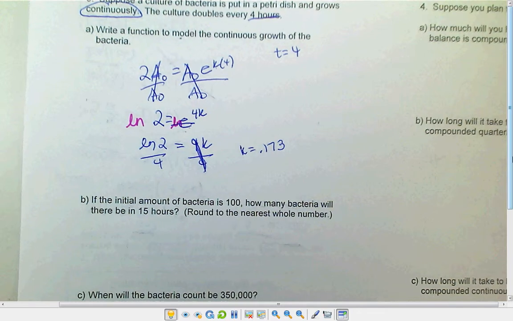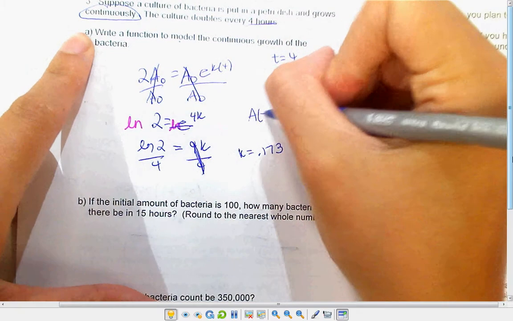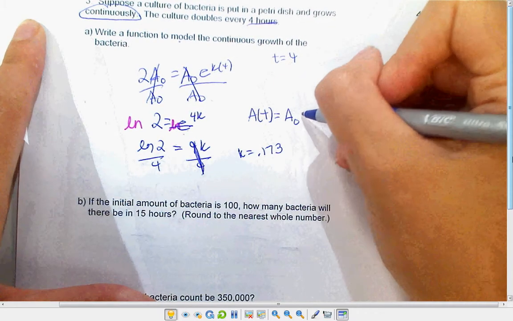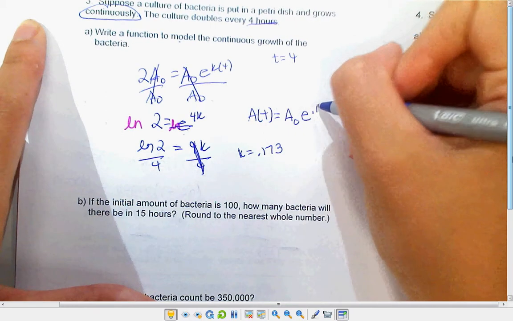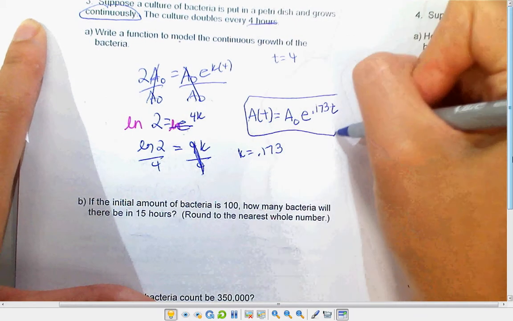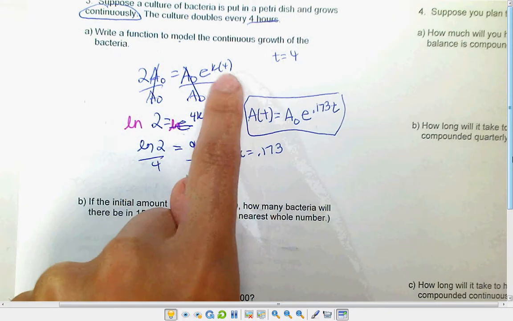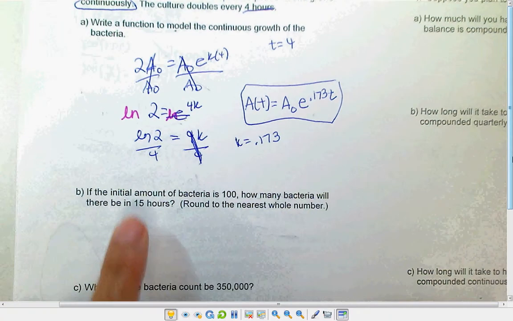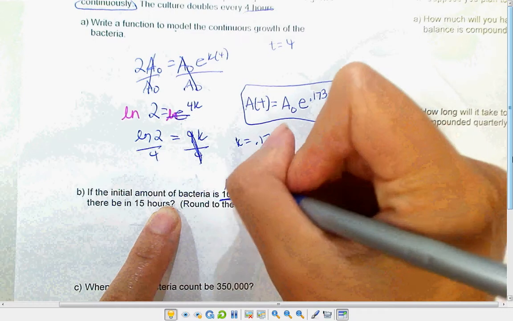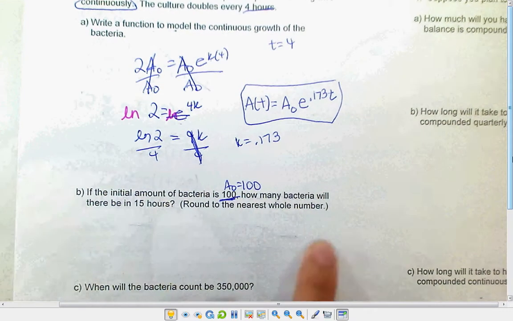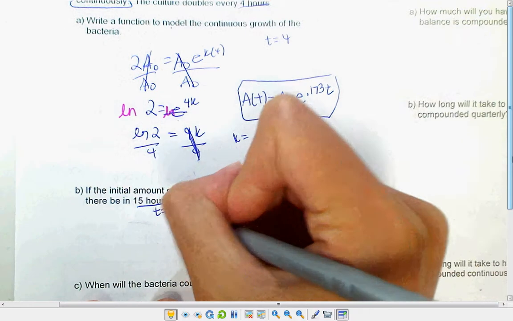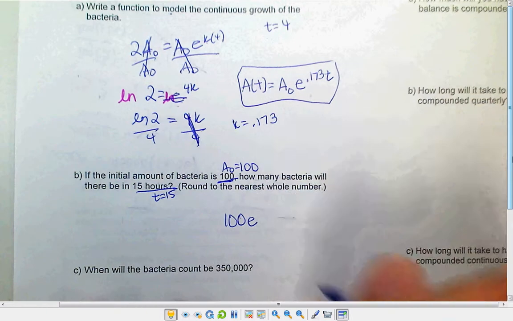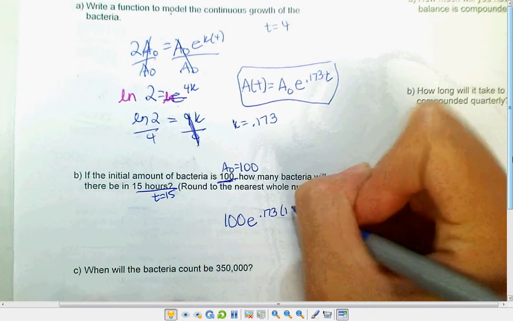And this is asking us for the function. So our equation is A of t equals a naught e to the 0.173t. Okay, so now that we solved for k, we can plug that back into my initial function. Now we're going to use this equation to answer part b. If the initial amount of bacteria is 100, so now we know that a naught is 100. How many bacteria will be there in 15 hours? This is my time. So I'm going to plug this into my equation: 100 e to the power of 0.173, and my time is now 15.